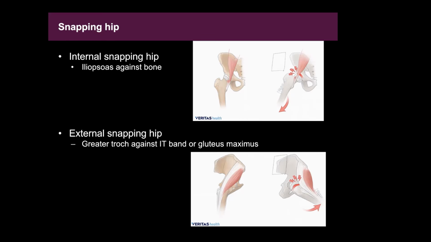So what we can do is put the probe on the patient, have them reproduce their maneuvers, and see if those tendons snap against the bone. So ultrasound is a great examination if you're considering snapping hip as the underlying pathology in the patients.